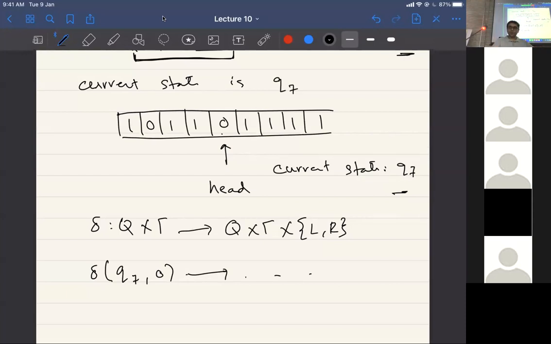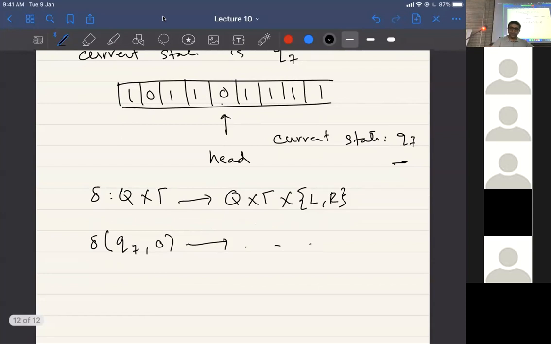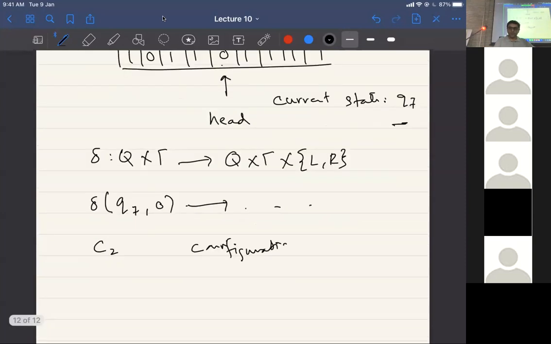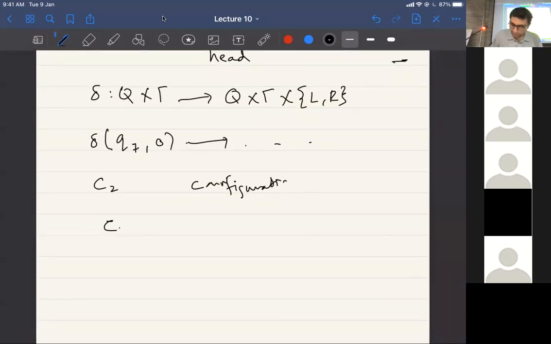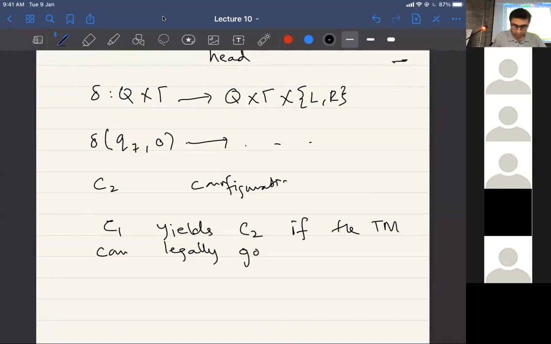But suppose we don't know the transition function. What we know is that there is a C2 configuration that this machine goes to after one transition from C1. So we would say that C1 yields C2 if the TM can legally go from C1 to C2 in a single step.